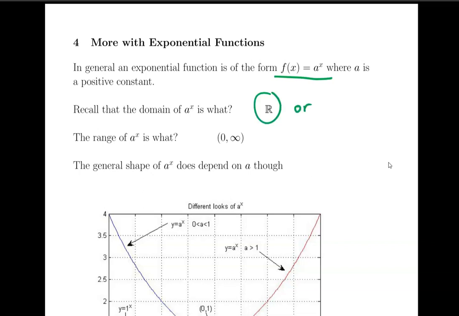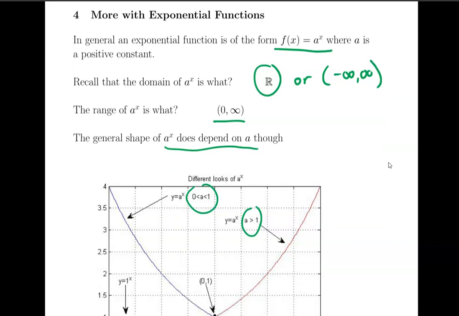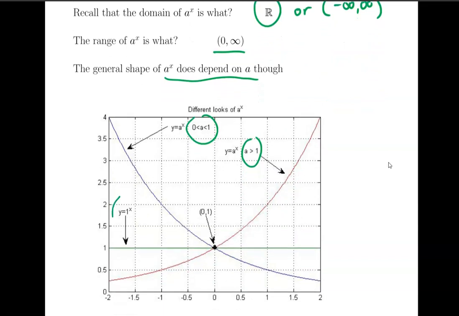You could also write it as that, perfectly okay. The range, right, we can't get 0 or below. And it does depend on a. Again, there were two different looks. The first is if a is bigger than 1. The other is if a is between 0 and 1. Notice that I haven't included 1. Why? Well, because 1 to the x really isn't an exponential. It's a straight line. So we're going to omit that one.